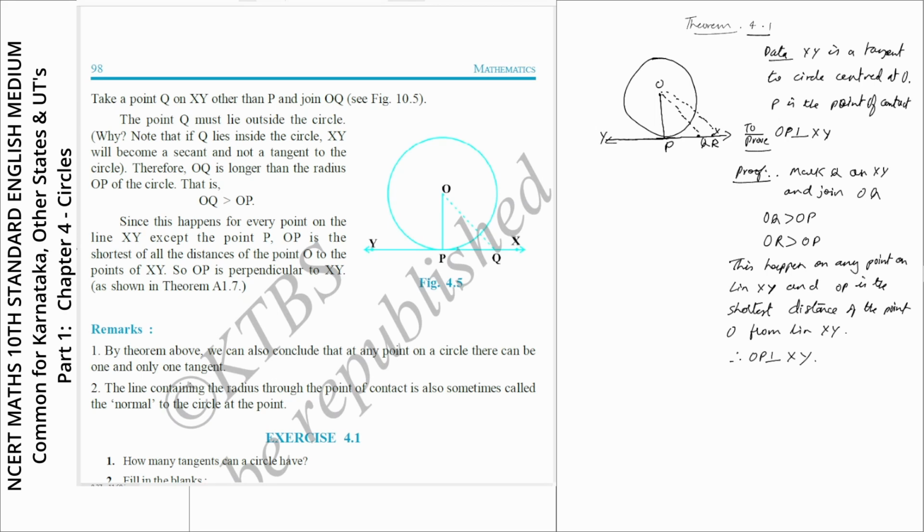See, now I'll give one example. Take a line and take a point. Now you draw lines from that point to the line like this. You keep on drawing, but there will be one line which will be shortest of all, and that line will be perpendicular to the line. So applying the same logic here, OP will be the shortest and OP will be perpendicular.